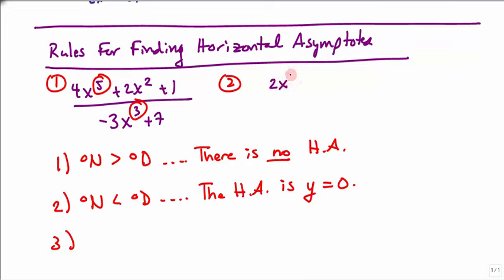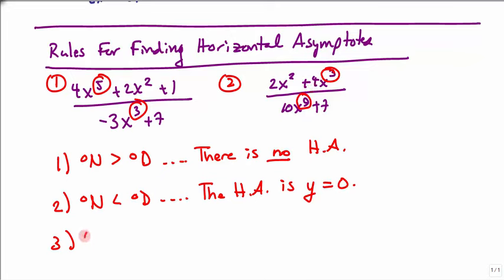2x squared plus 4x to the 3rd all over 10x to the 9th plus 7. In this particular case, the degree in the numerator, highest power, is 3. It's not just the first power, it's the highest power. Highest power down here is 9. So the degree in the numerator is less than the degree in the denominator. So here my horizontal asymptote for this expression would be y equals 0.